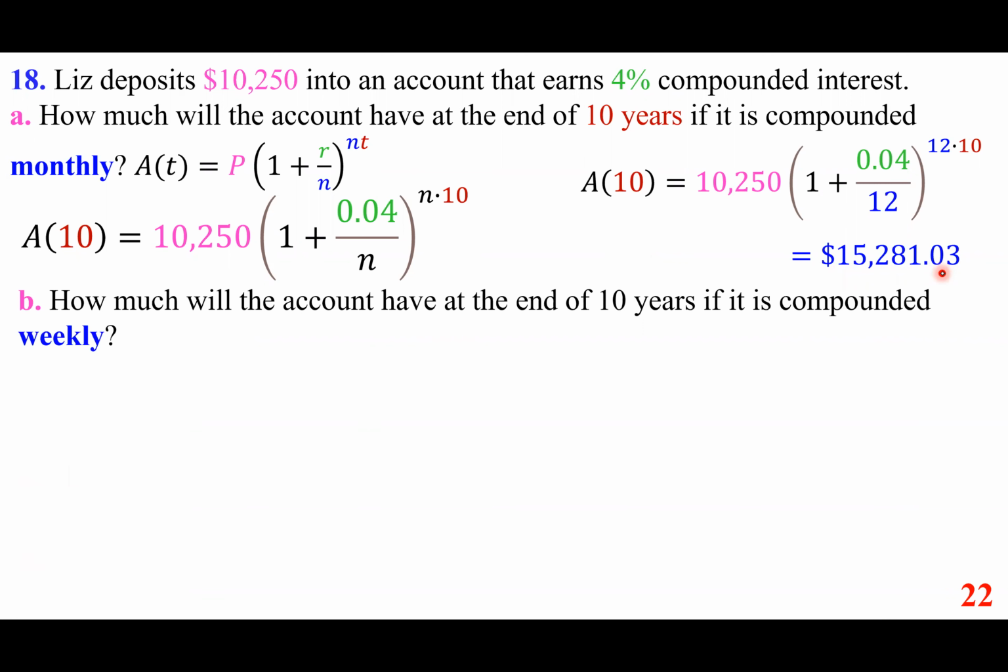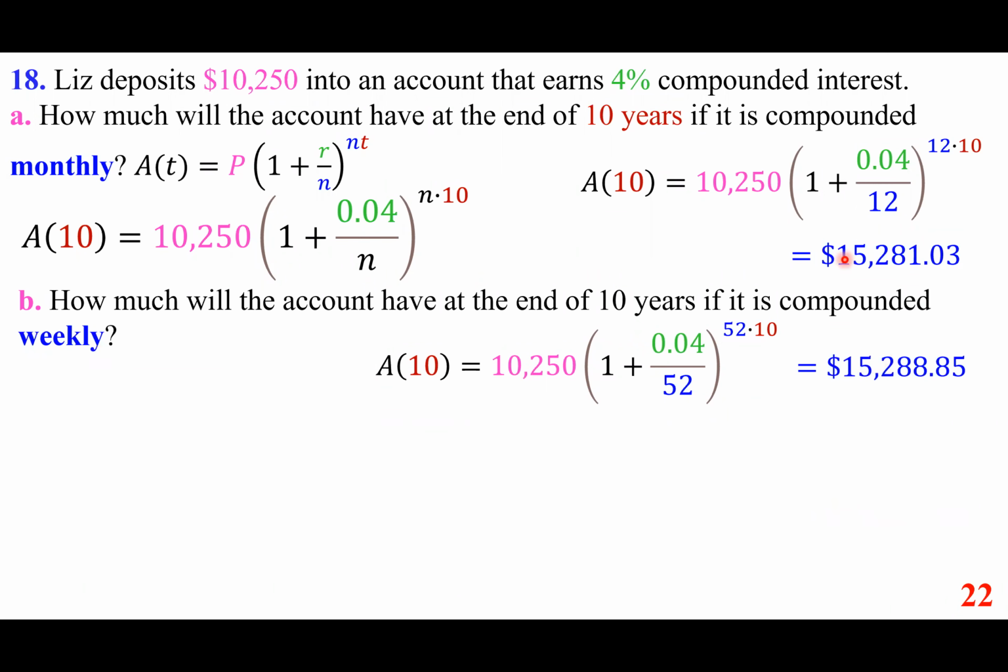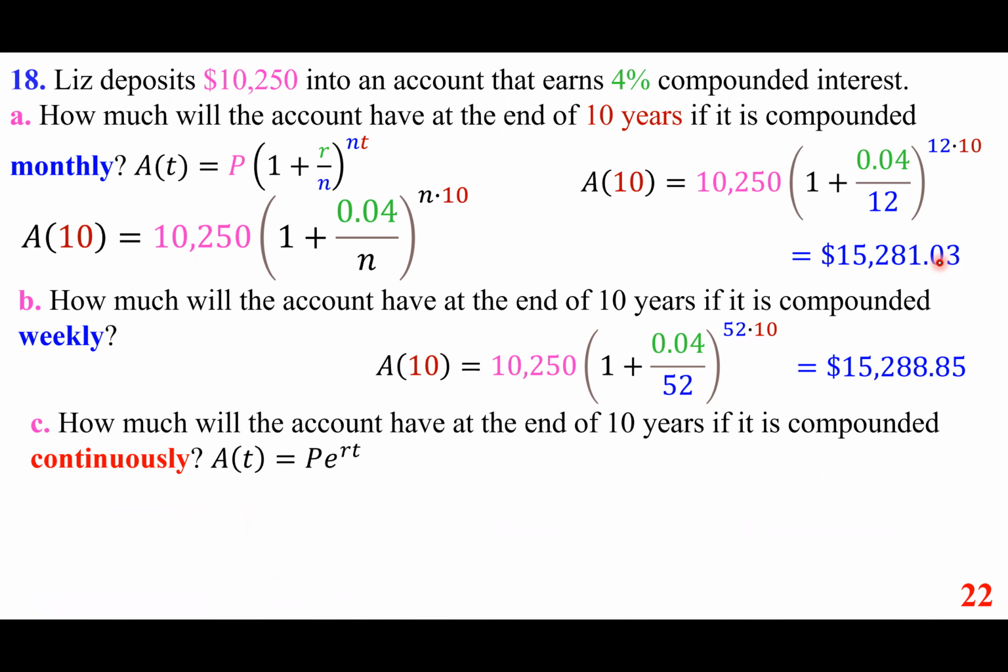Same question. Instead of monthly, we're going to do weekly. So that's why I'm going to go to that formula. See, the T was 10. And the only thing I'm going to change, N over here was 12. Over here is 52 weeks. So 52. And again, put it into a calculator. Obviously, it becomes a little bit more than the previous one because it's compounded more often.